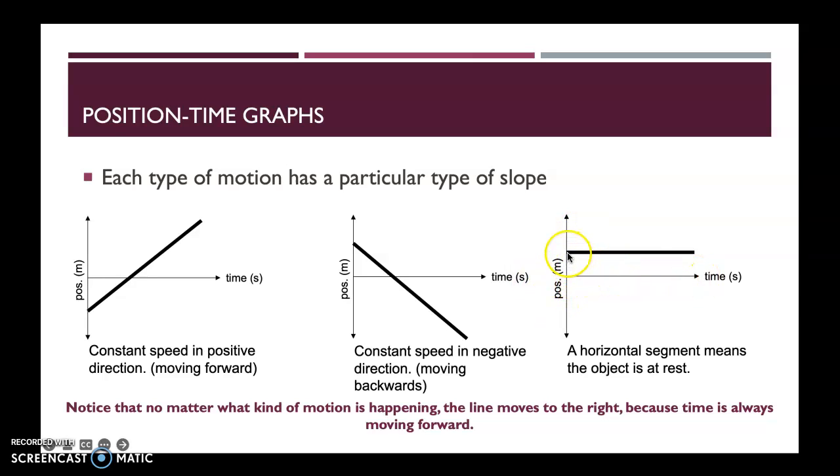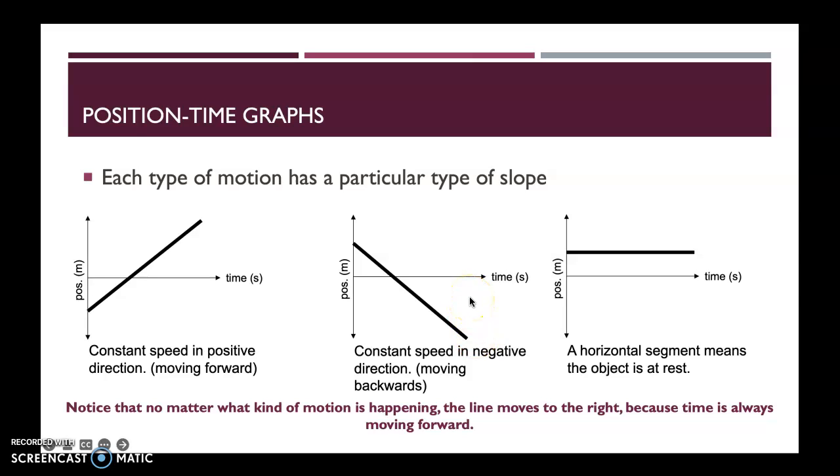If an object is not moving at all, then we would expect to see a straight horizontal line, because that means that as time is passing, they have not moved their position. So a horizontal segment means that the object is at rest.